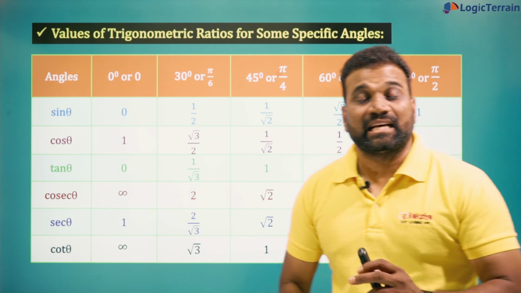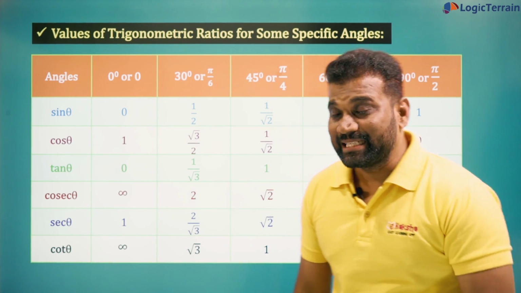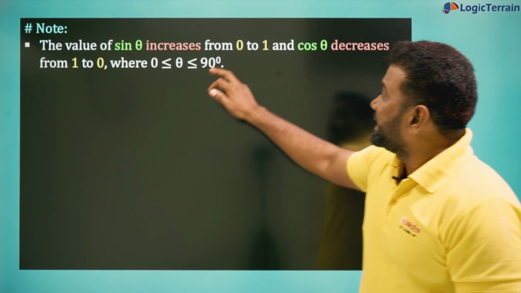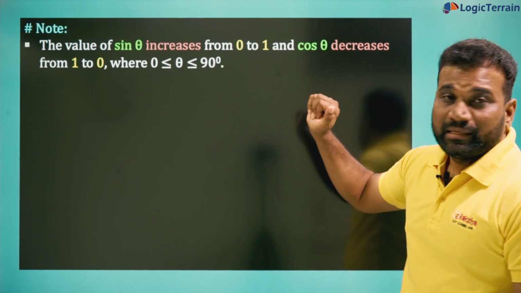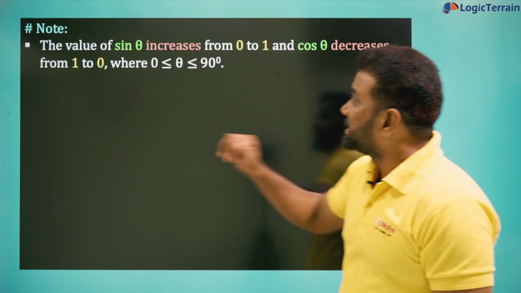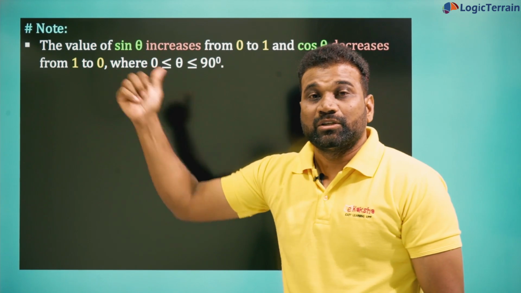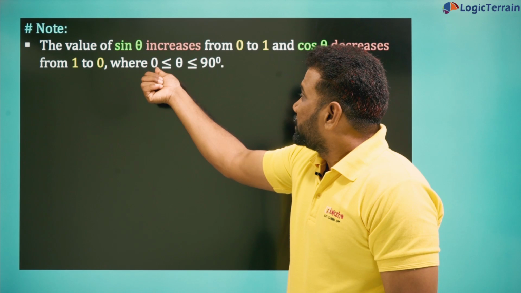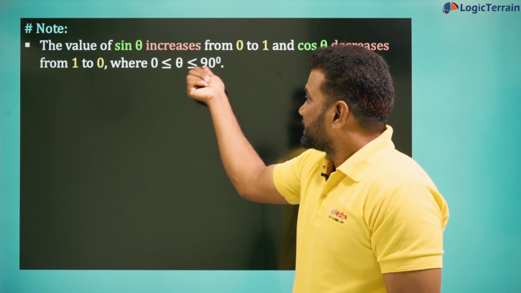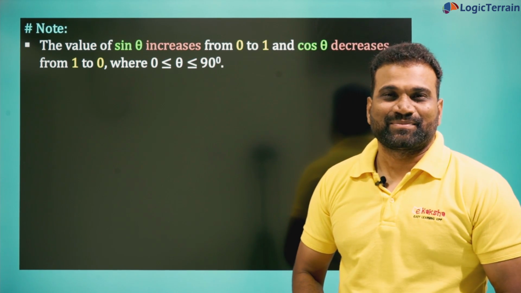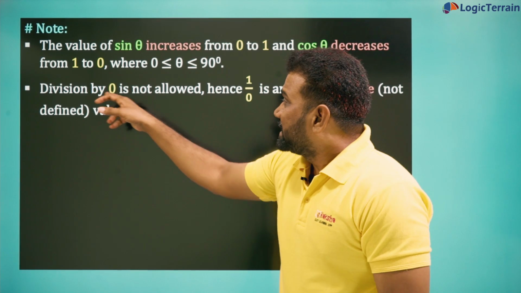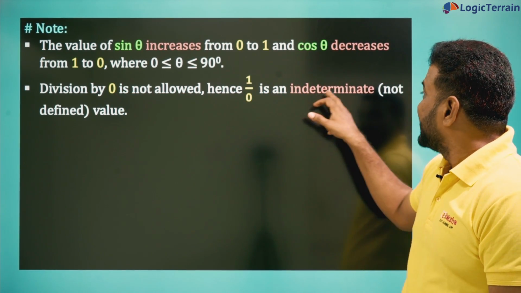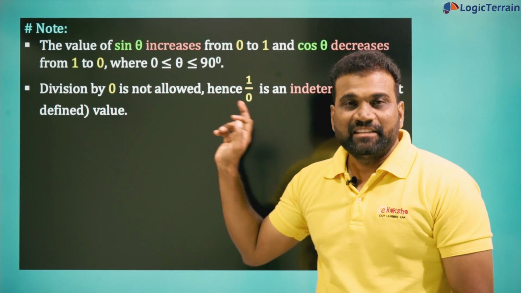And finally there are some very important note points. They are: the value of sin theta increases from 0 to 1 and cos theta decreases from 1 to 0. You have already seen in the table, right? Where 0 is less than or equal to theta is less than or equal to 90 degrees. Next, division by 0 is not allowed, hence 1 by 0 is an indeterminate or not defined value.